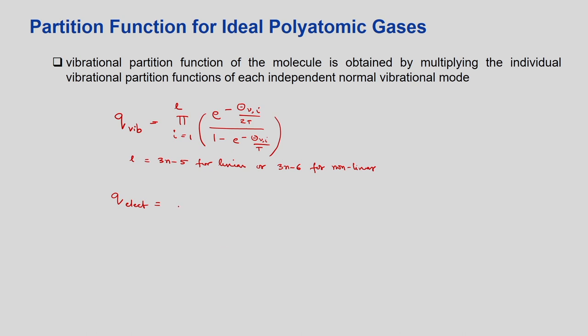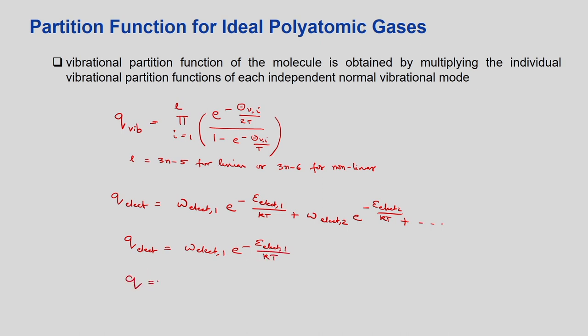So it takes the equation: omega, the ground state degeneracy, into e to the power of minus first electronic state value by kT, plus the second state degeneracy into e to the power of minus second electronic state by kT, plus, like this it will go. Or sometimes you can just ignore the higher terms because you have an exponential term with increasing energy divided by kT. So this term is close to 0, and e to the power of 0 is almost 1. So a good approximation would be to take the first electronic state as the representation of the partition function.